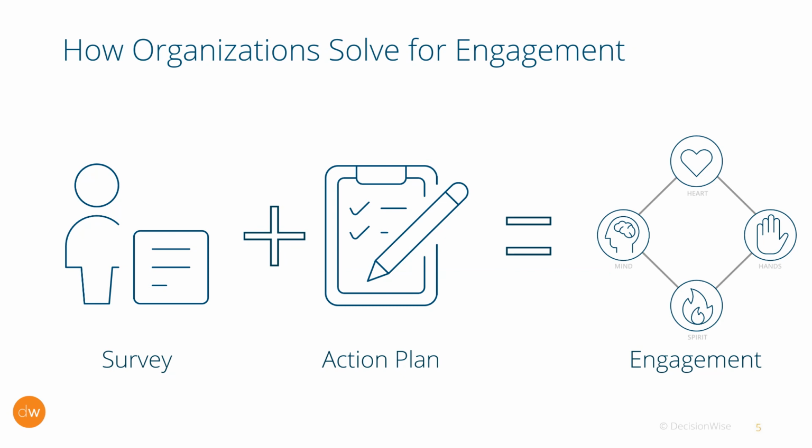Yeah, it is interesting. So how we typically solve this: we do a survey, we create an action plan, and we hope to improve engagement. So it's a real simple methodology here, but it's a lot more complicated when you get in the weeds and you start looking at numbers and reports and things like that. So we're going to map that out for you here in a moment.